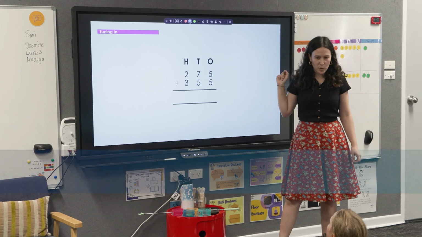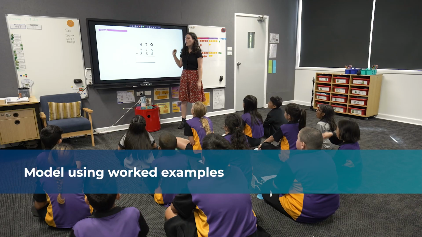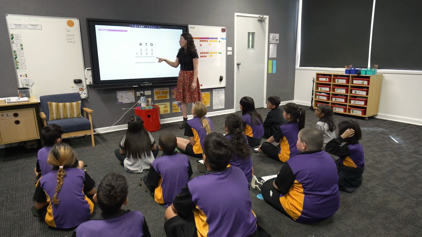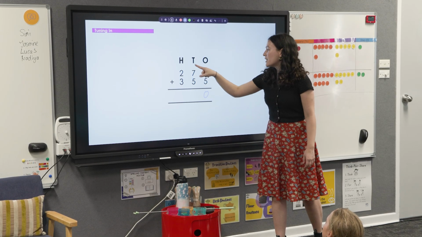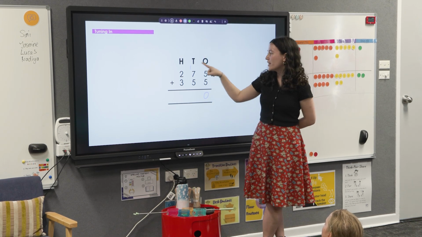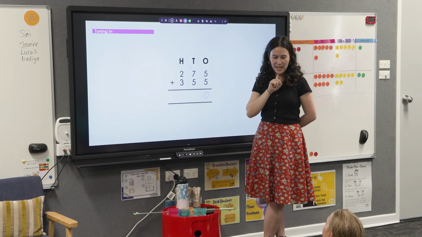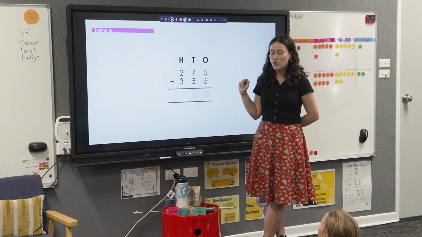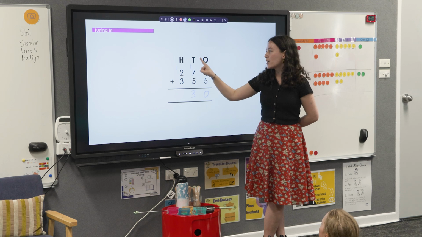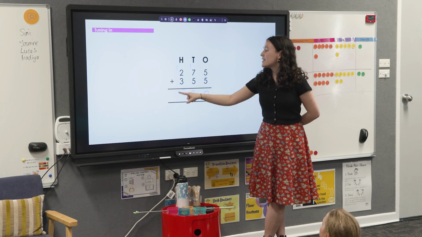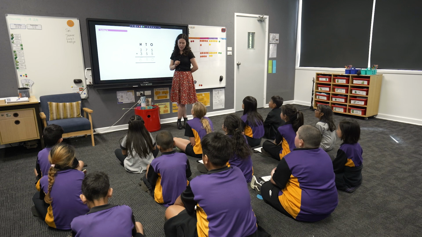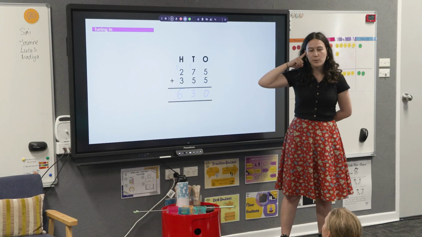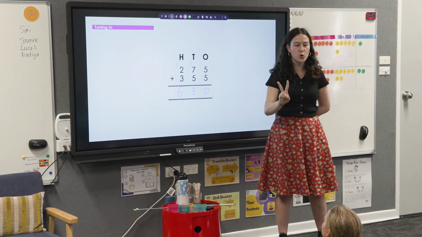Which place do we always start in when we are adding using place value? We start in the ones. 5 plus 5 is 10. But do I write 10 at the bottom? No. I regroup my 10 ones into 1 ten. Now in my tens place, I have 1 plus 7 plus 5. What is that? That is 13. So I keep my 3 tens and I regroup 10 tens into 100. Now I have 100 plus 200 plus 300 is 600. So what is my final answer? 630. How many times did we regroup? We regrouped 1 time, 2 times.